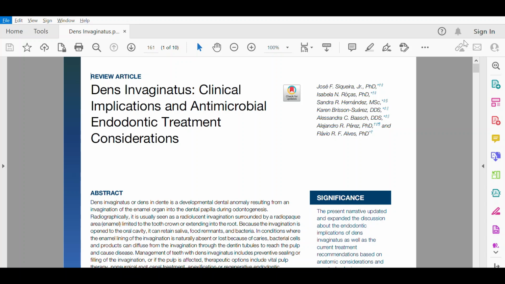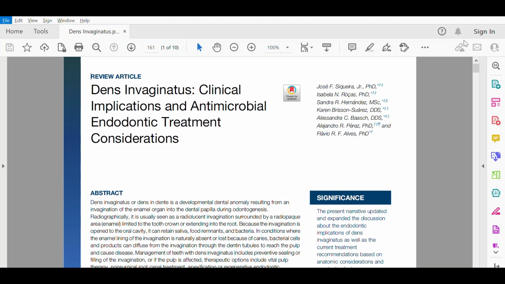Hello everyone, this is a review done by Siqueira and his group in 2022 in the Journal of Endodontics. The aim of this narrative review is to update and expand the discussion about the endodontic application of dens invaginatus, as well as the treatment recommendations based on anatomic considerations and new technologies.